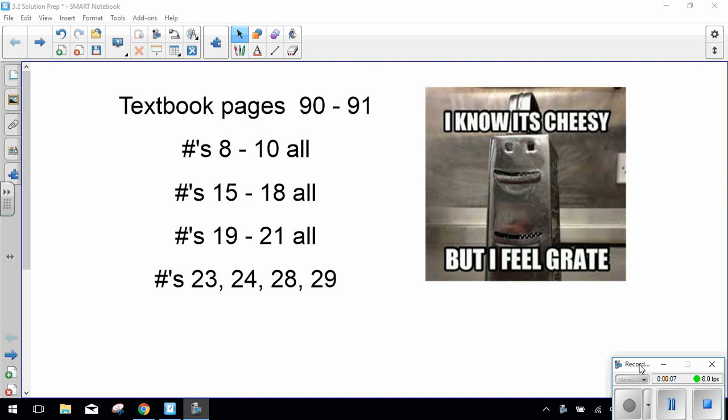These are the solutions to textbook pages 90 and 91. This will cover numbers 8 to 10 all, 15 to 18 all, 19 through 21 all, 23, 24, 20, and 29. Remember, if you scroll below on this video in the descriptions, you can click on the problem number and it will take you right to that problem.